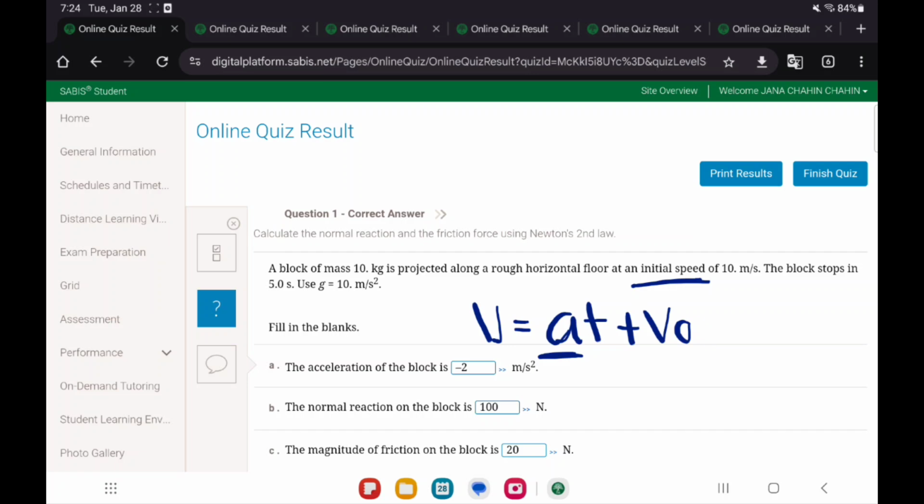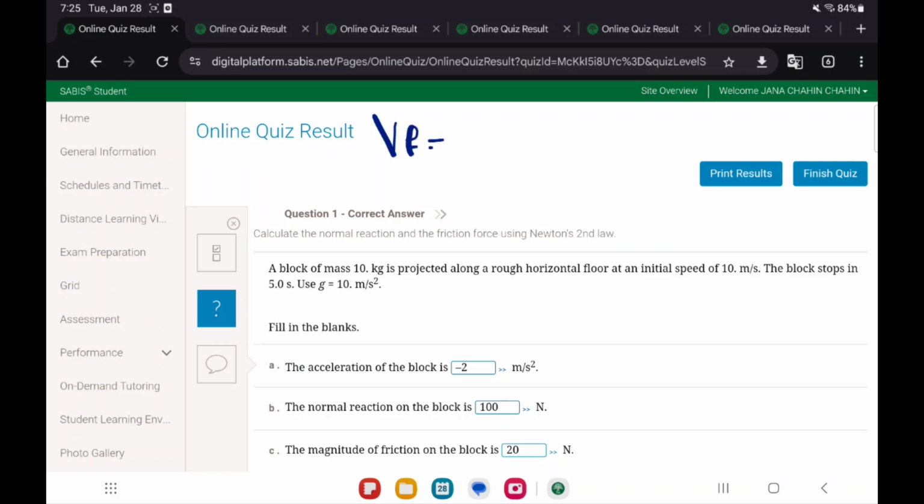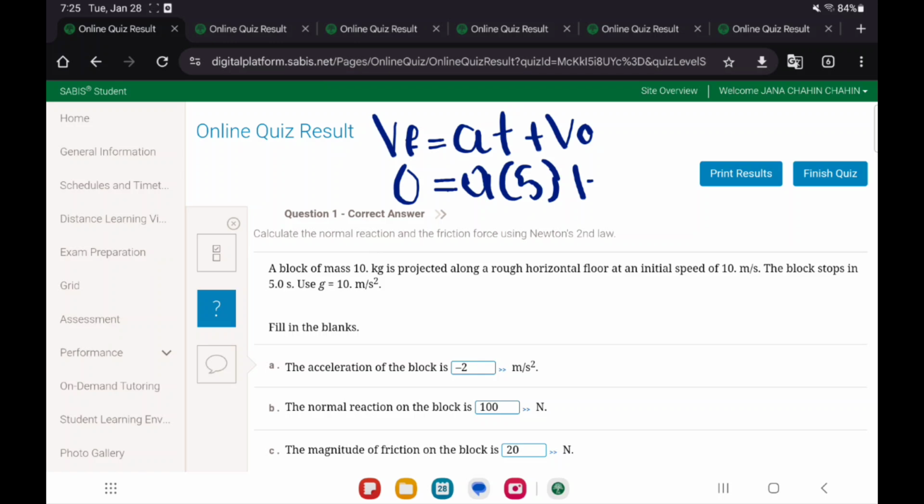They're telling us that the block stops. That means V final equals 0. Let me write final here. Then time is 5 seconds and V initial is 10. So let's rewrite our equation: V final equals AT plus V naught. V final is 0. A, we don't know it yet, so we just write A. T is 5 seconds, so let's write 5, plus V naught, which is the initial speed.